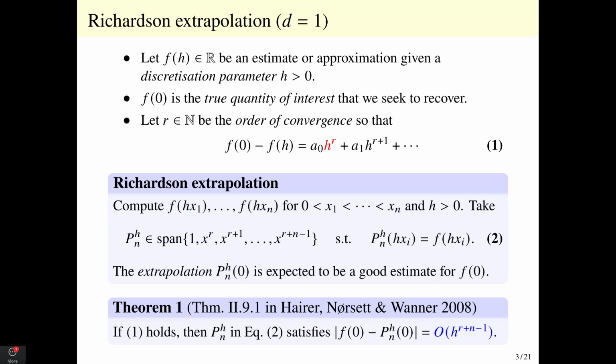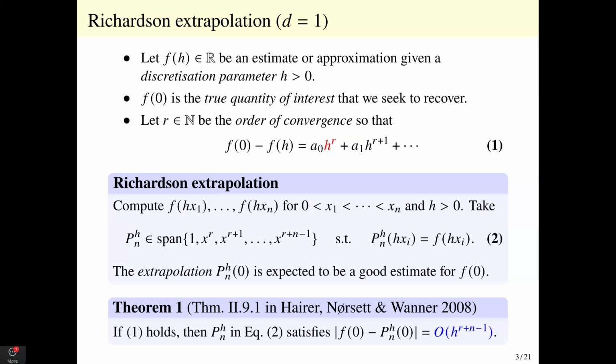So what we have here is some function f of h, some kind of estimate or approximation, which is determined by, or depends on, a discretization parameter h. So this f of h could, for example, represent the solution that a differential equation solver outputs when you use some discretization parameter h. Or for example, if you are doing numerical integration, you have some function and you try to compute the integral over this interval. So this h could represent the spacing between different points at which you evaluate your function in order to compute its integral.